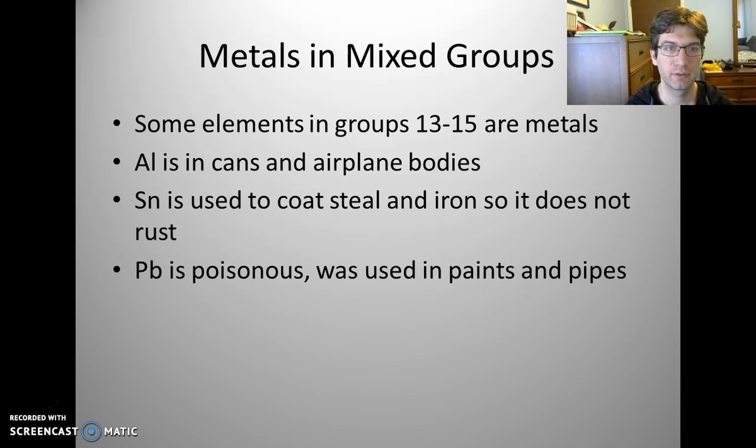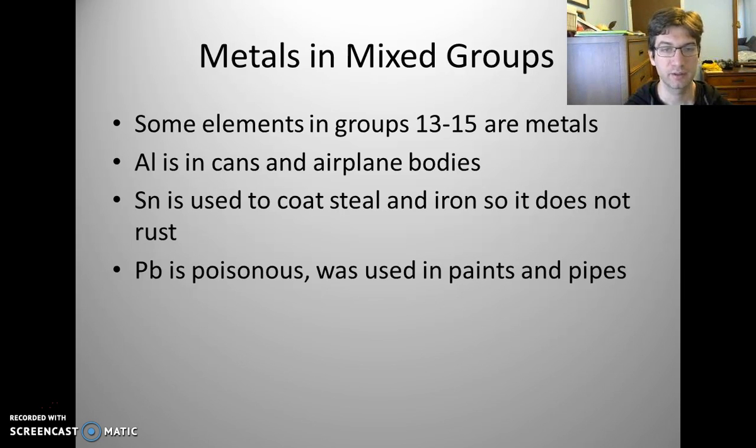Next we have metals in mixed groups. These are the elements in groups 13 through 15. Not all the elements in these groups are metals. That's why they are mixed groups. You get some metalloids and nonmetals in here as well. But the metals in here, for example, are aluminum. Aluminum, again, cans, airplane bodies, very big variety of different uses. Sn is tin. Tin is used to coat steel and iron so it doesn't rust. Zinc is also used for that purpose.